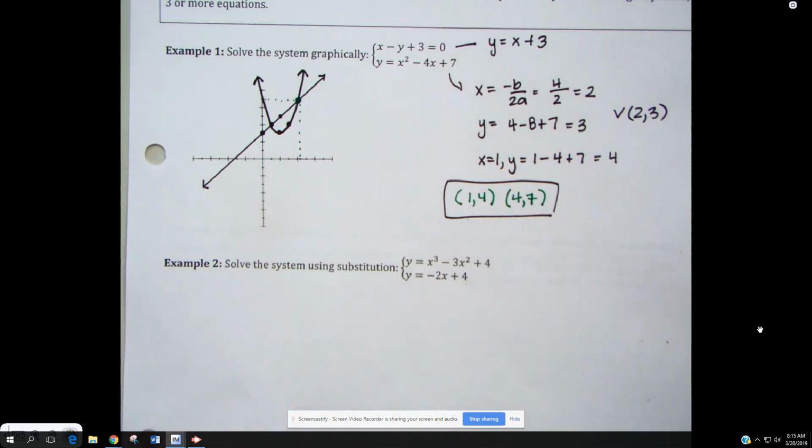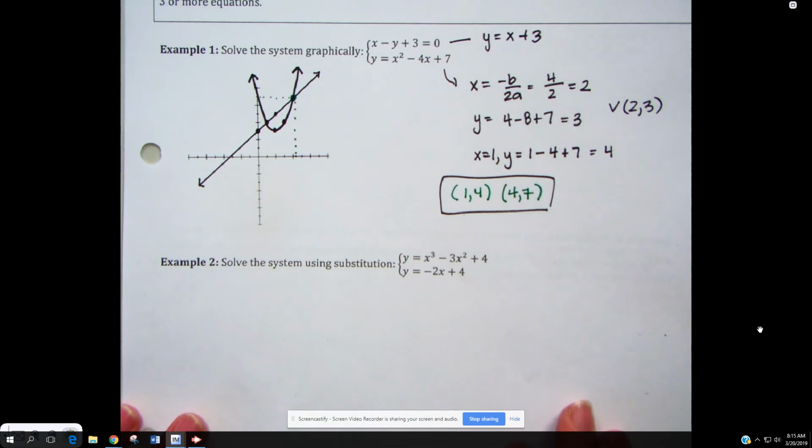Your graph is really only as good as your scale, and here I don't have a perfect scale. So graphing is obviously an option, and there'll probably be one on your quiz where you need to graph it. A lot of students ask, can I also solve it another way to make sure that I got the right answer? Absolutely. Or you can do like I just did and just double check your solutions.